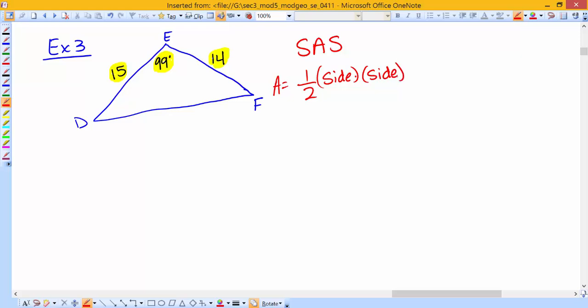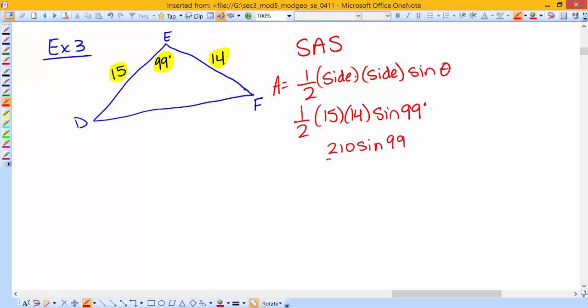Our formula uses A's and B's. C's, that's okay. It's side times side times the sine of theta. In this case, our theta is the 99 degrees, and our sides are 15 and 14. Make sure that your calculator is in degree mode. 14 times 15 is 210. So this is 210 times the sine of 99, all divided by 2. So 210 times the sine of 99, and then divided by 2.